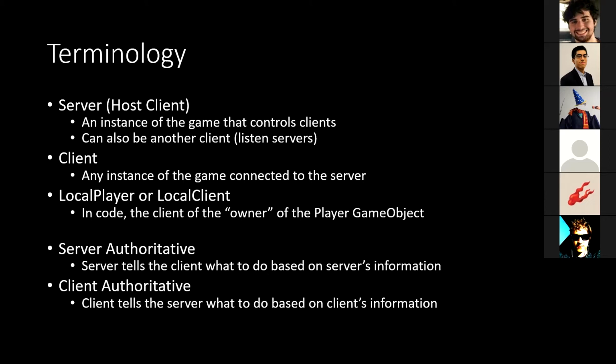Server authoritative is whenever the server tells the client what to do based on the server's information. And that's always going to be more secure, because hopefully no one's hacked your servers. Client authoritative, on the other hand, is where the client tells the server what to do based on the client's information. And that's less secure, because the client can hack their own client and just give the server garbage data, but the server accepts it anyway because it's client authoritative, and the server just does whatever the client says.